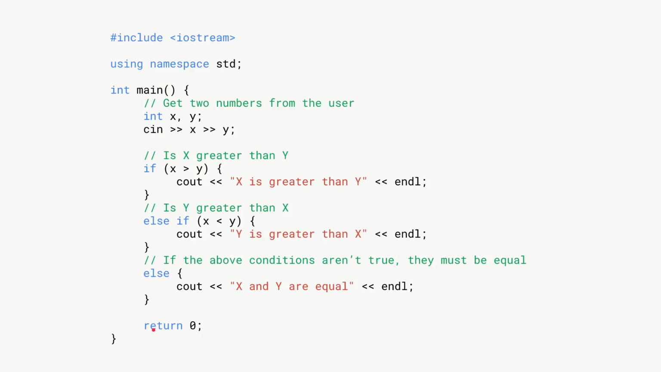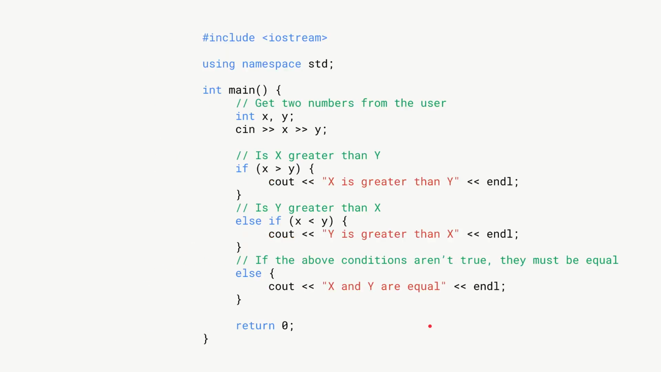Finally, if both of the blocks fail, so if both of these conditions return false, we can assume that the two numbers must be equal, and hence we just execute the else block, which outputs that x and y are equal. So let's test our program with some sample input.